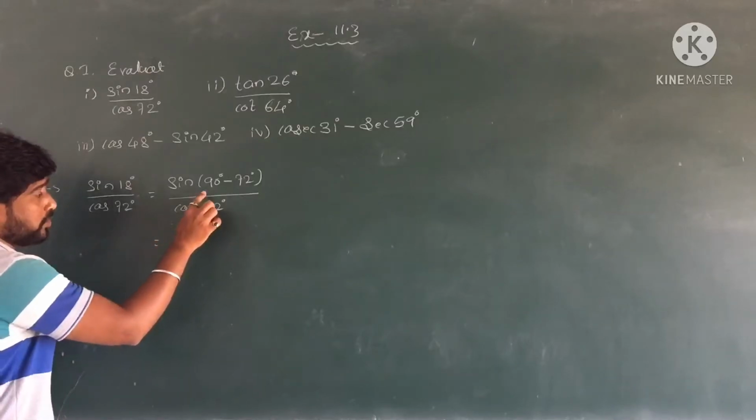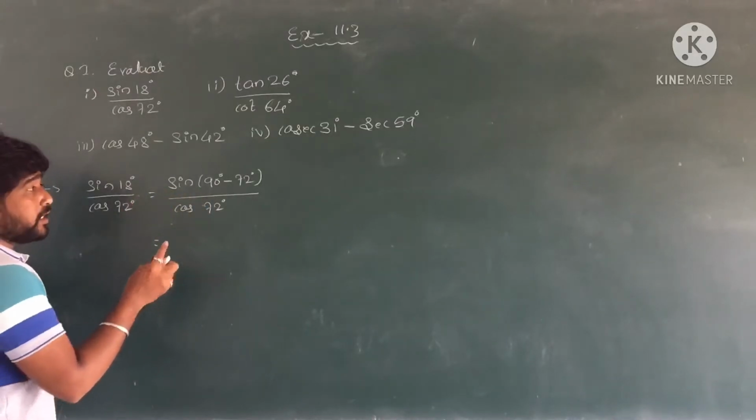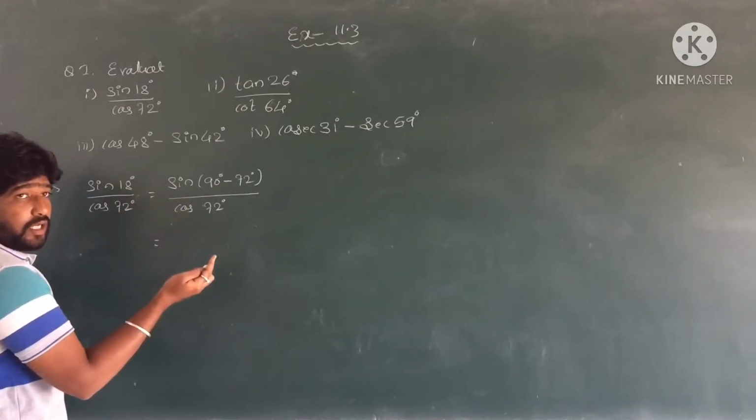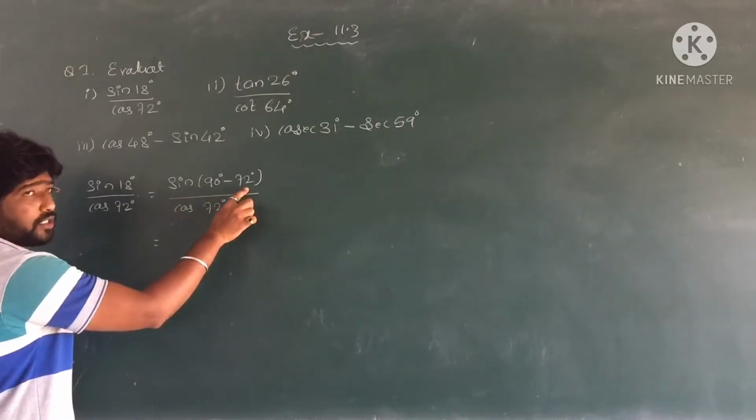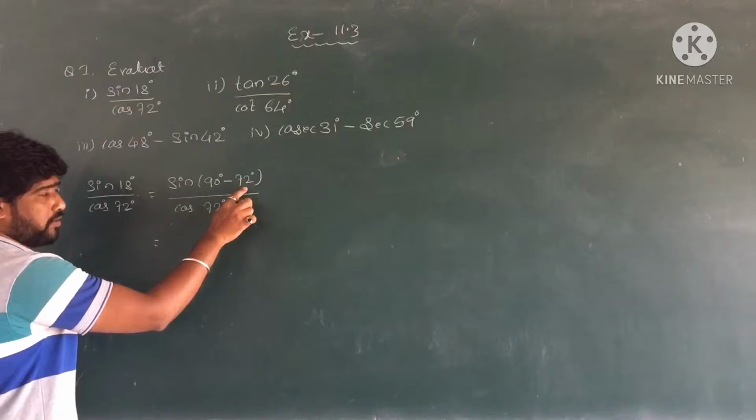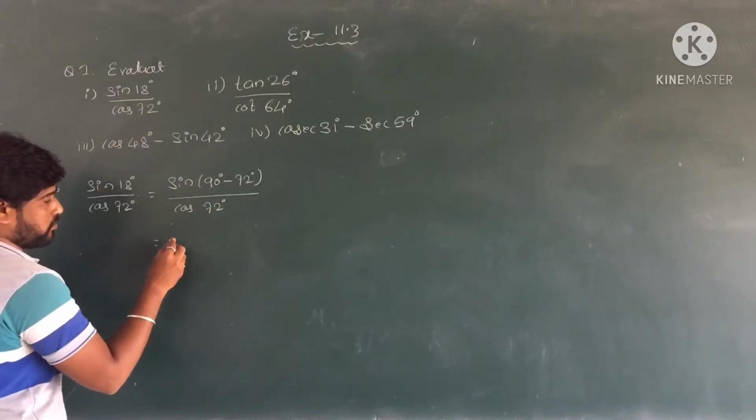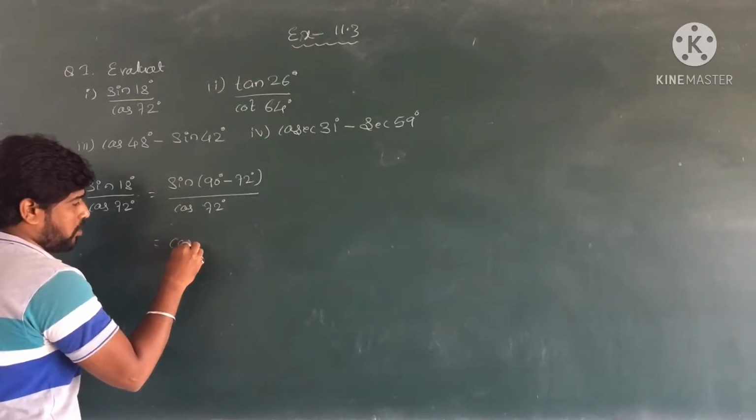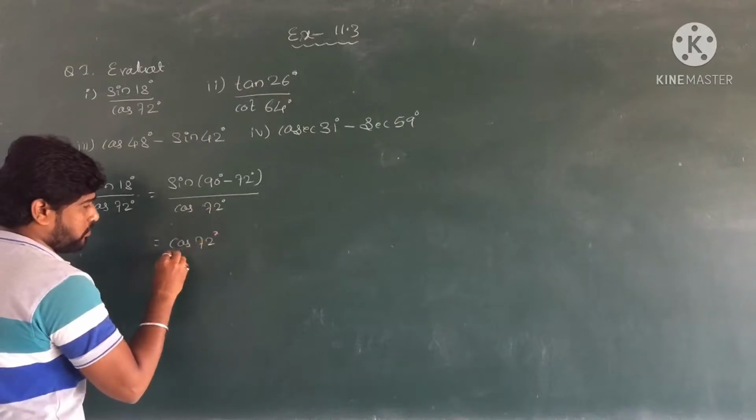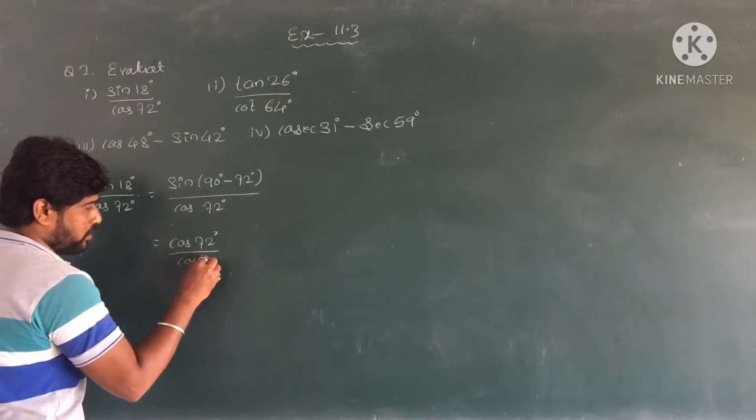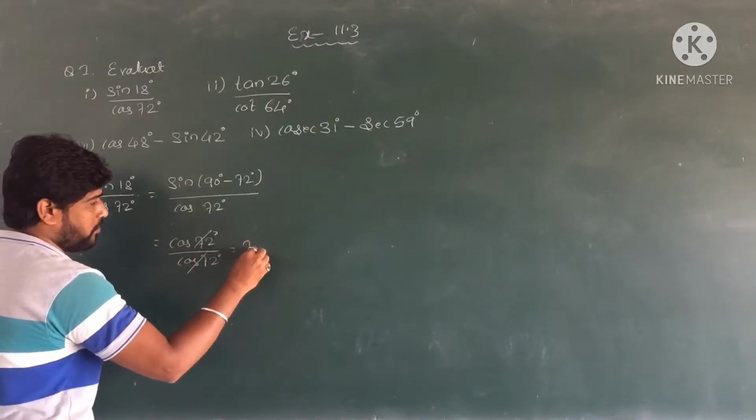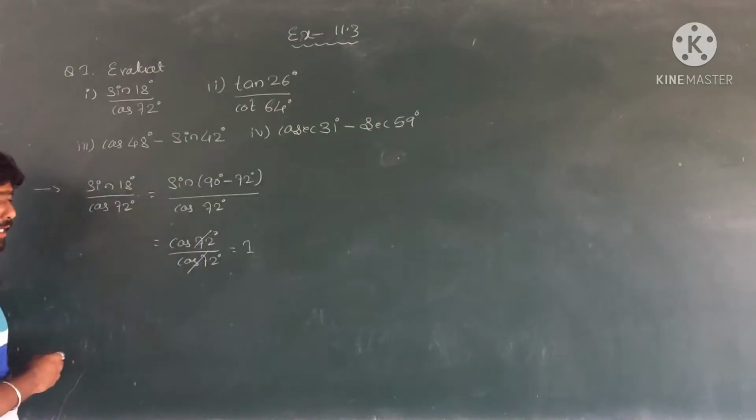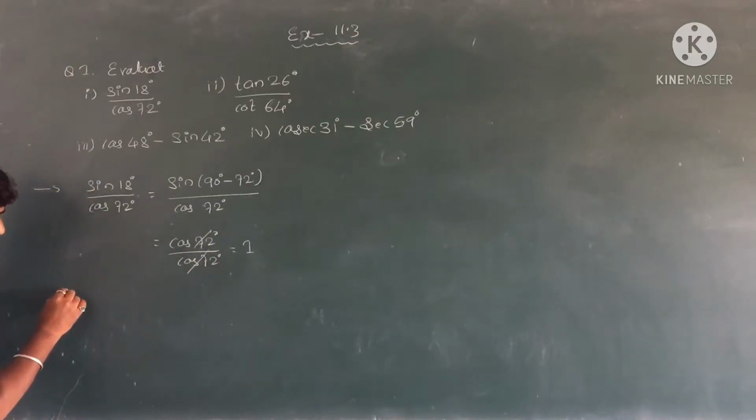So this is equal to... we know that sin(90 minus theta) is cos theta. So here sin(90 minus theta) is cos theta. So sin(90 minus 72) is cos 72. So here we can write cos 72 divided by cos 72. Both get cancelled. We get 1. Is it clear? So second one.